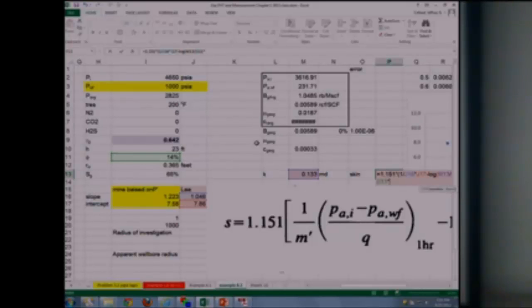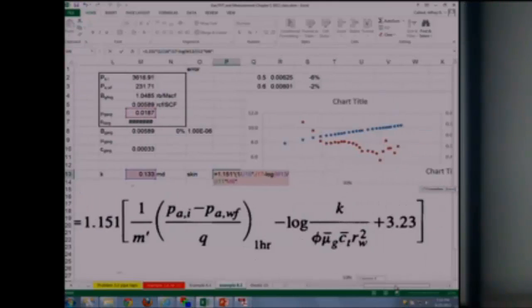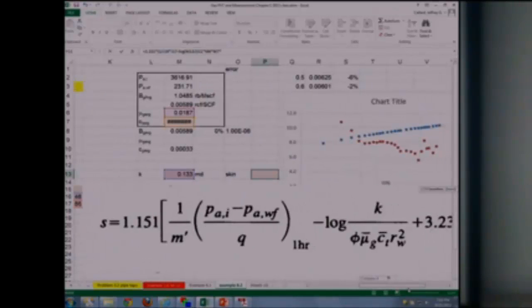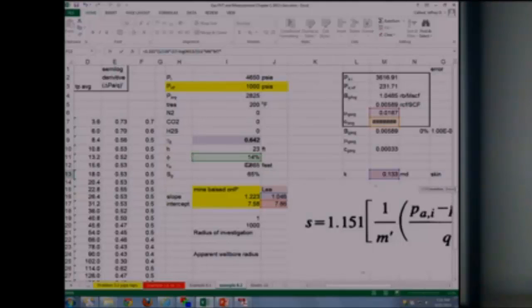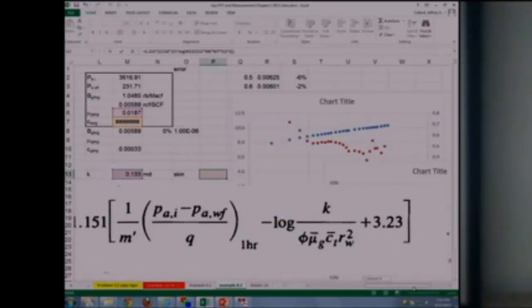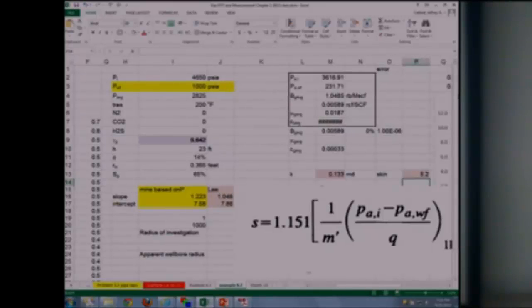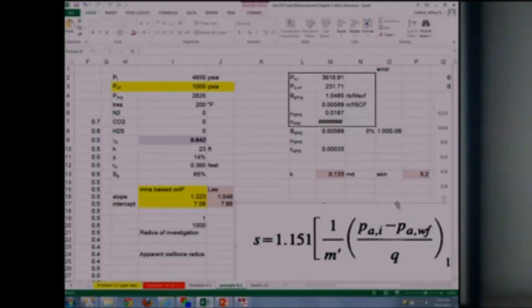5 times viscosity times CT times RW squared. That's the wellbore radius. You guys probably already forgot that. That's the denominator. Now I close my log function, and then I think I add something, 3.2. And then close that. And I got 5.2. I got 4.8.